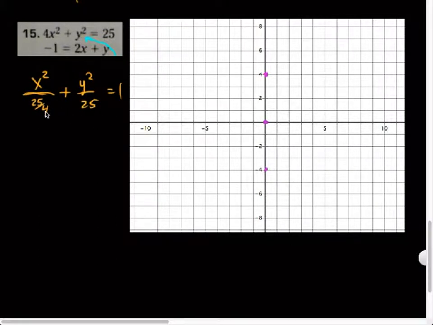Oh wait, the square root of 20. Wait a minute. Where did I get 4, guys? Square root of 25 is 5. So up 5 and down 5. My bad. And the square root of 25/4 is 5 halves, or 2.5. So I'd go over 2.5 and this way 2.5, and draw this nice handy-dandy ellipse going there.